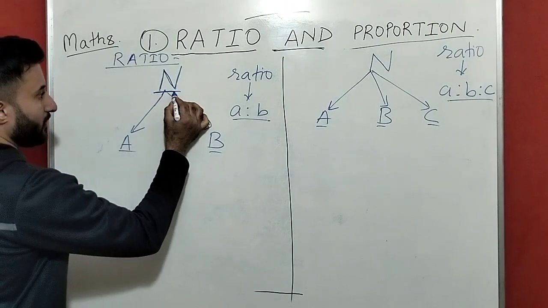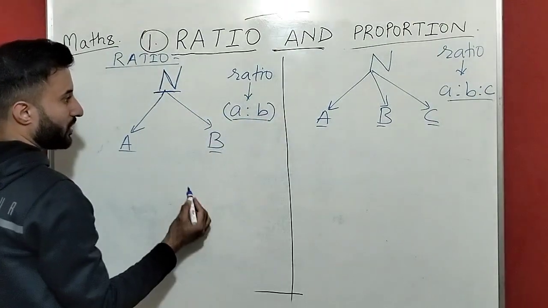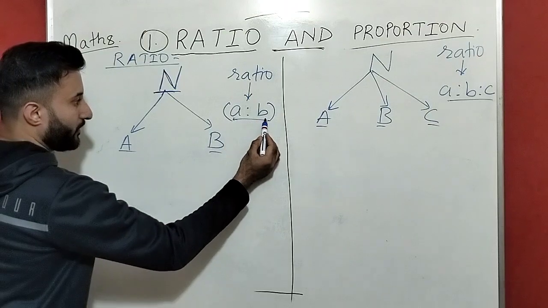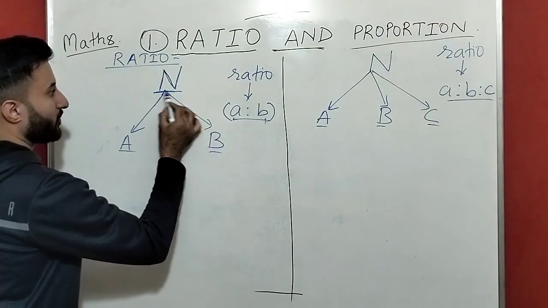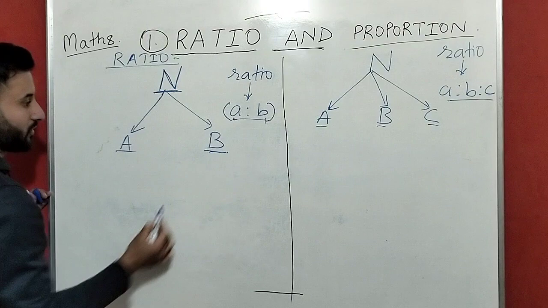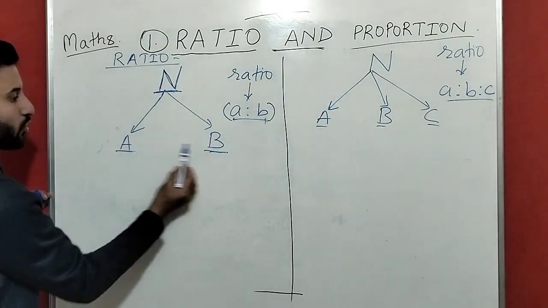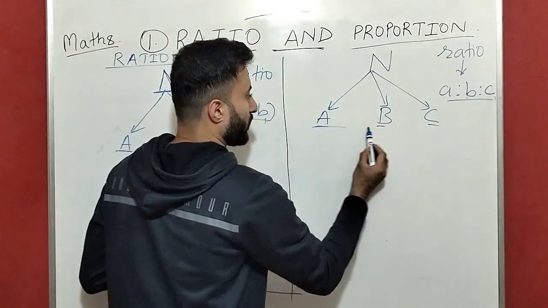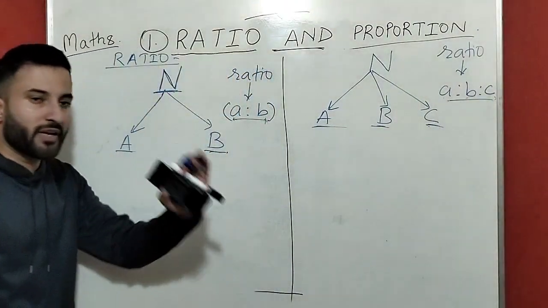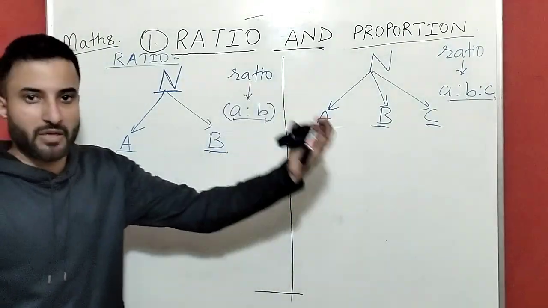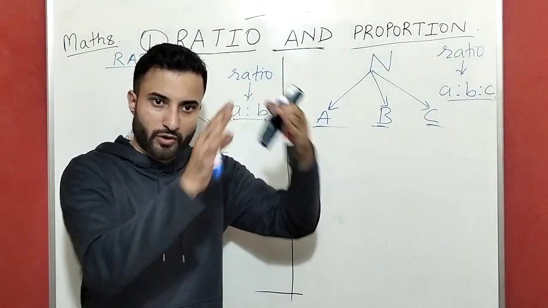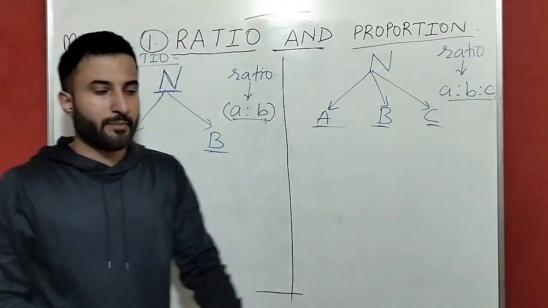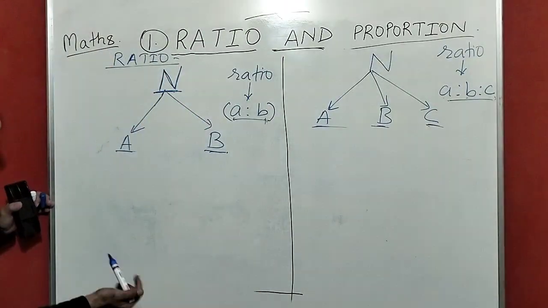Any number is given in the ratio. If the ratio has 2 terms, then this number is going to divide into 2 parts. 2 terms, 2 parts. 3 terms in a ratio, it is going to divide into 3 parts. However many terms in a ratio, that many parts. Now see the formula. The formula is very easy.